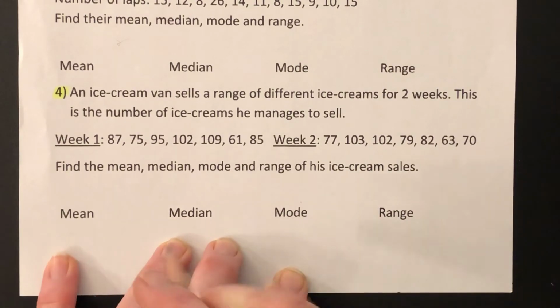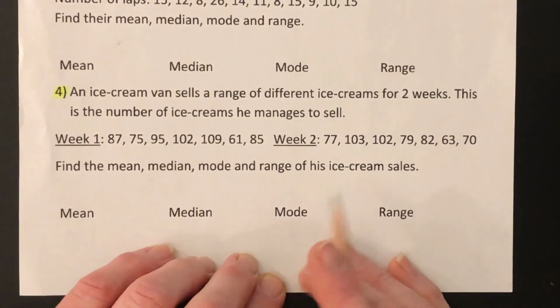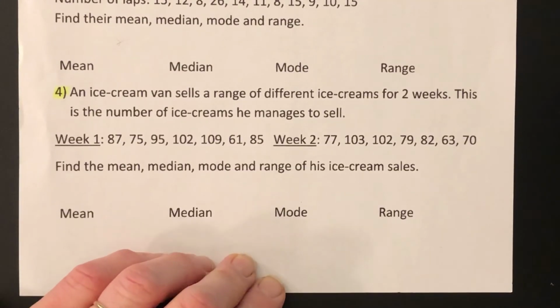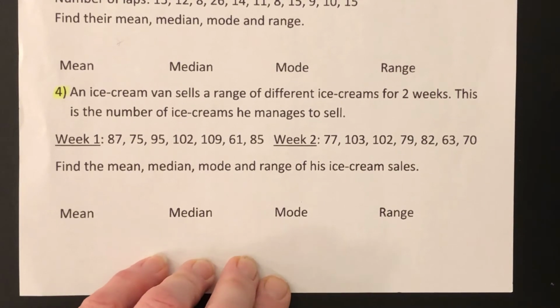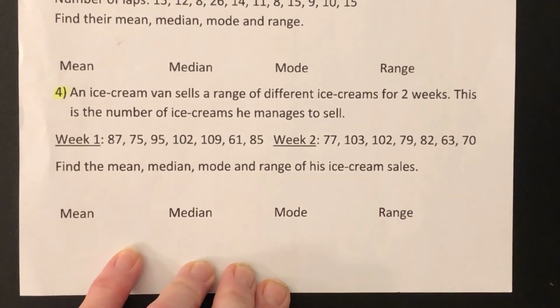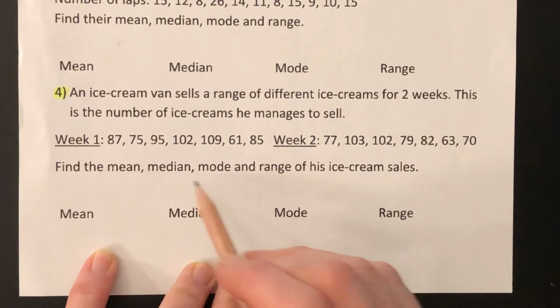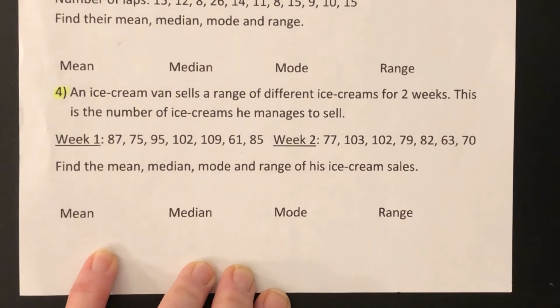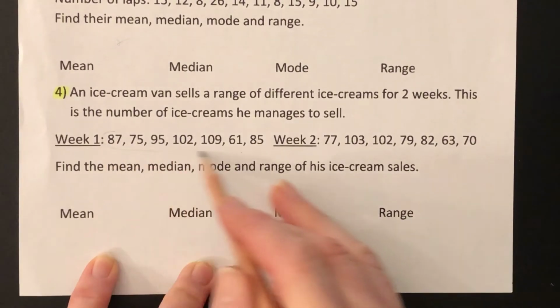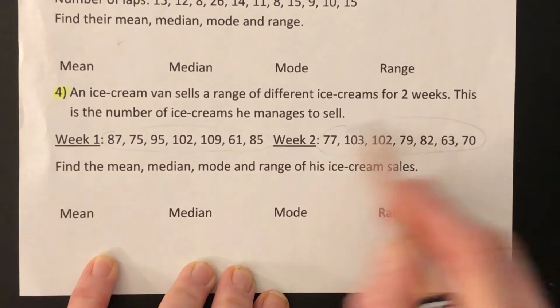Okay, sorry. An ice cream van sells a range of different ice creams for 2 weeks. This is the number of ice creams he manages to sell. Oh, wow. Find the mean, median, mode, and range of his ice cream sales. Goodness, so we're going to add up all of these and all of these.